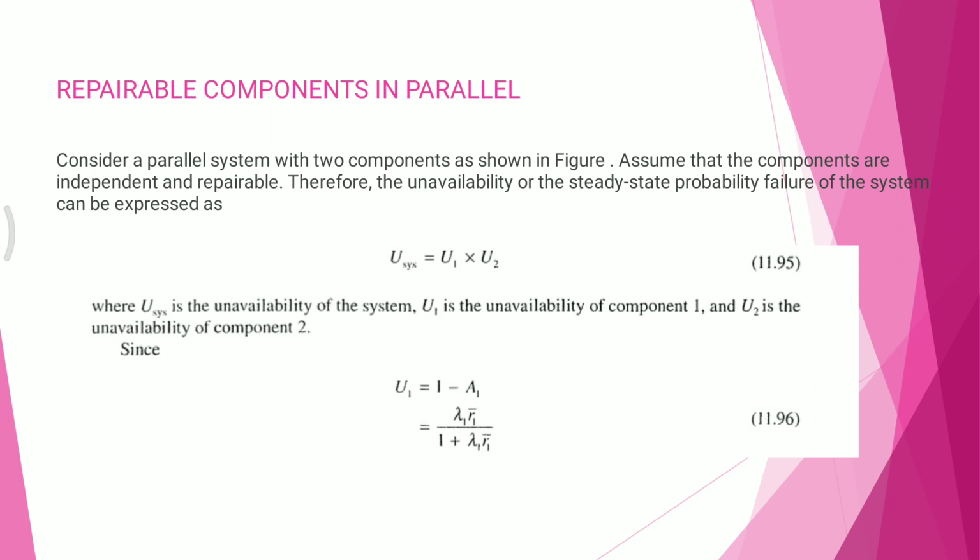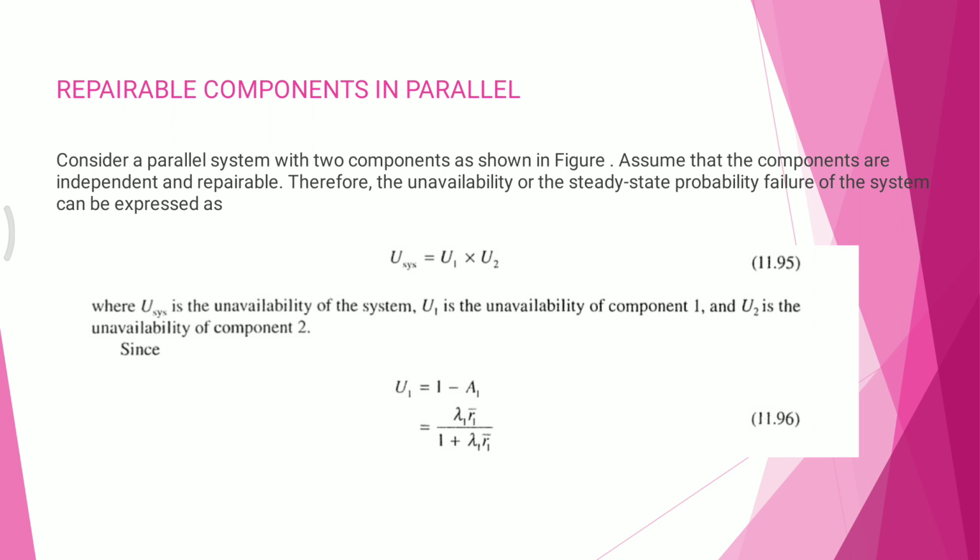is the mean time to repair, which is denoted by R bar. MTBF is the mean time between failures, denoted by M bar, where U1 and U2 are the unavailability of components 1 and 2. From this, we can find U1, where U1 is equal to 1 minus A1. A1 is the availability of the component, which can be given as MTBF divided by MTTR plus MTBF.